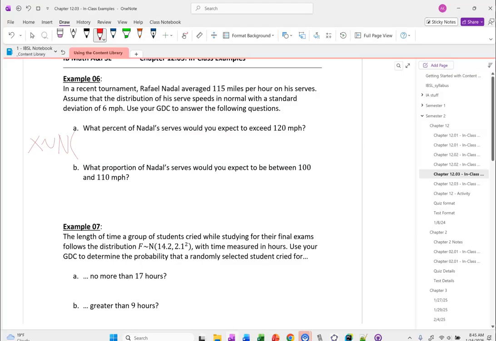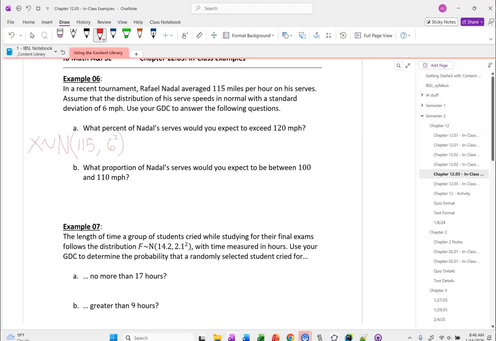So you want to start by identifying the distribution. Hopefully it says normal in there, so you know that it's going to be a normal distribution. And the two parameters we need to identify a normal distribution are the mean and standard deviation, not 0 and 1. So it says he averaged 115, so that's my mean. And my standard deviation is 6.